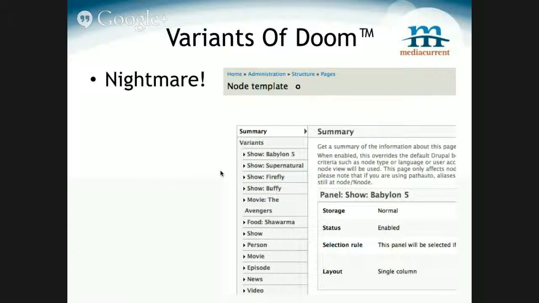There's a thing I showed where you could have different displays for different content types. You can extend that and then, say, have a different page for, in this case, television shows: a different page for Babylon 5, a different page for Firefly, a different page for the Avengers. But you start running into problems. It gets cumbersome to deal with all of these.